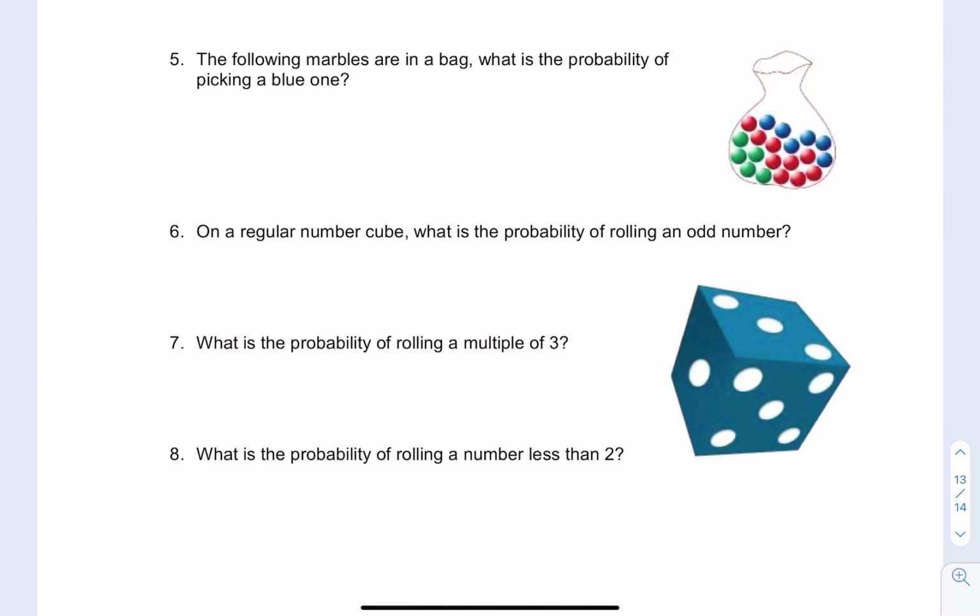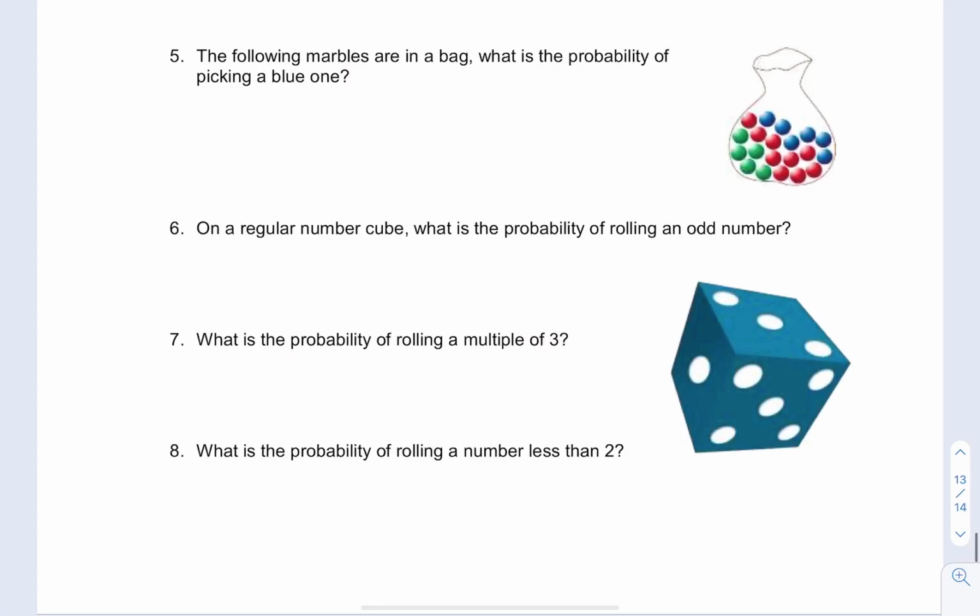Now we have the following marbles in a bag. What is the probability of picking a blue one? So we need to find out how many blue ones we have. If we count them up, there are 6, and out of the total of 20. We can reduce this to 3/10, which is 0.3, or 30%. Remember, we can express this probability in any of these 3 ways.